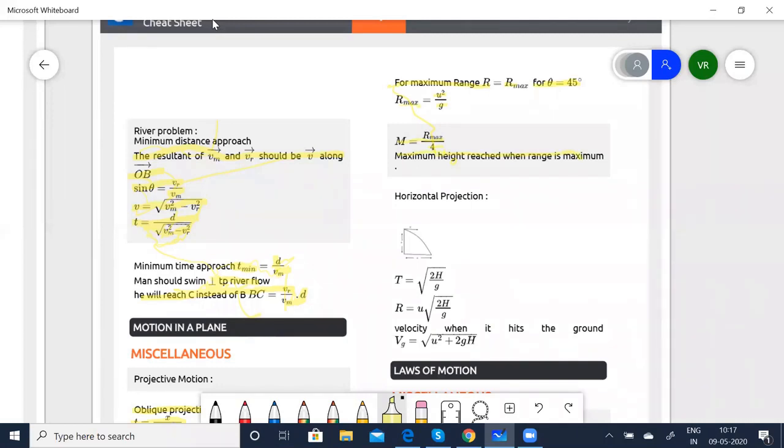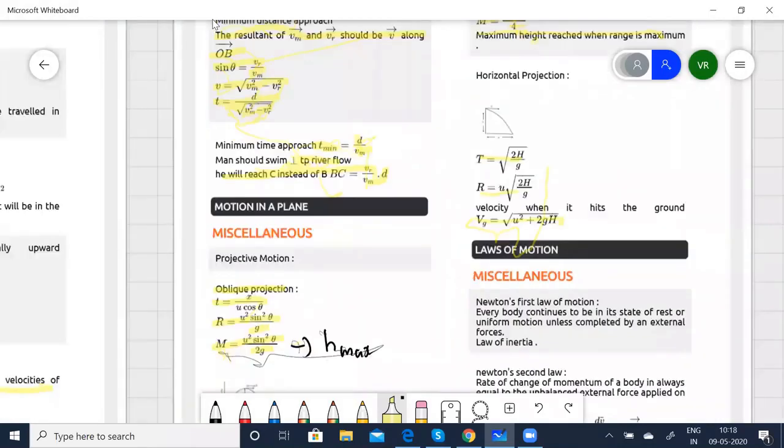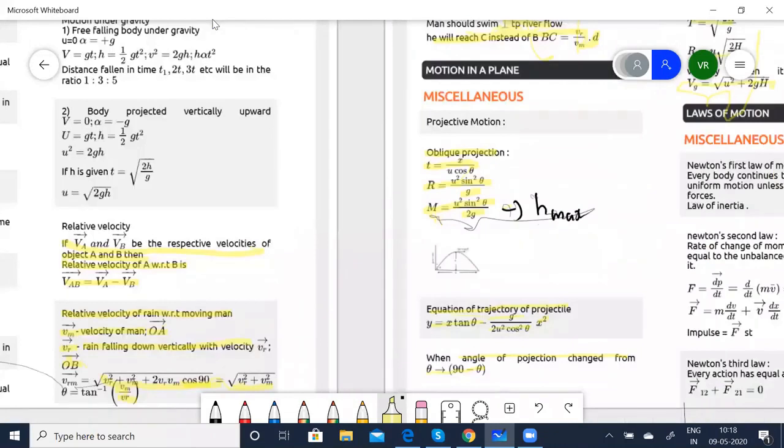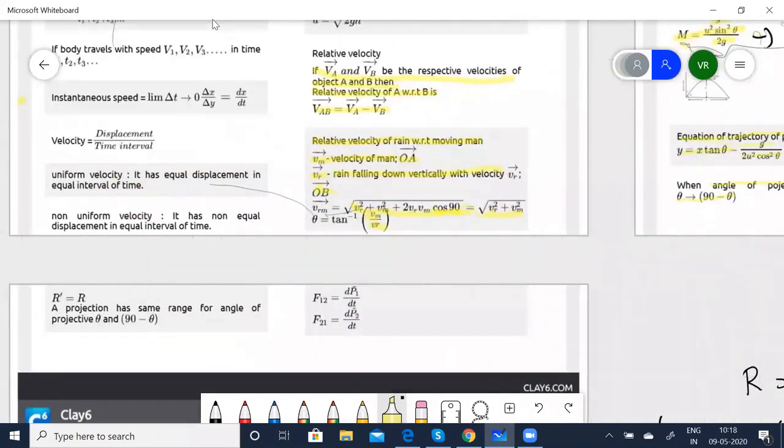Now coming to the horizontal projection, we saw the formulae earlier. T is equal to root of 2H by g, R is equal to u times root of 2H by g, and the velocity when it hits the ground is Vg is equal to root of u squared plus 2gH. These are the formulae you have to learn carefully. I think I covered everything. Now let us quickly go to the problems.